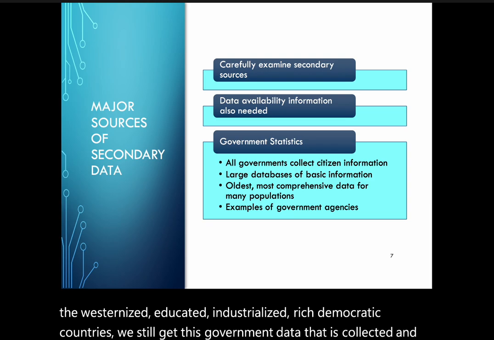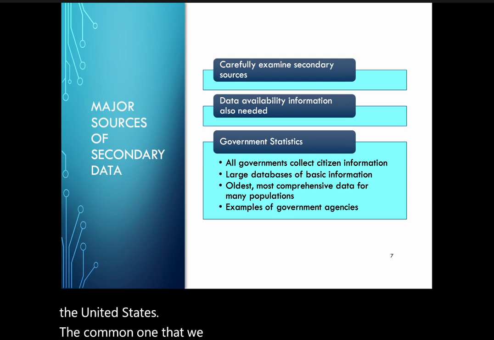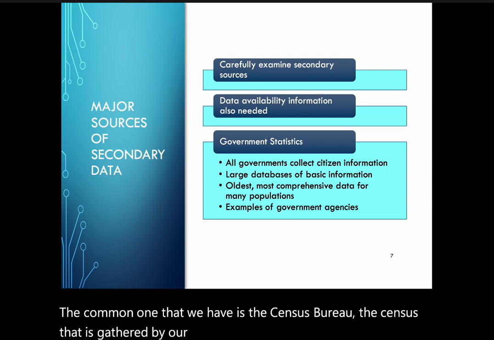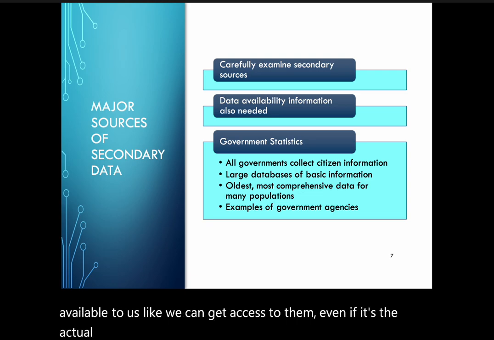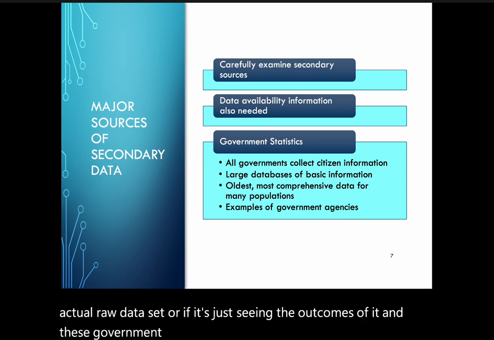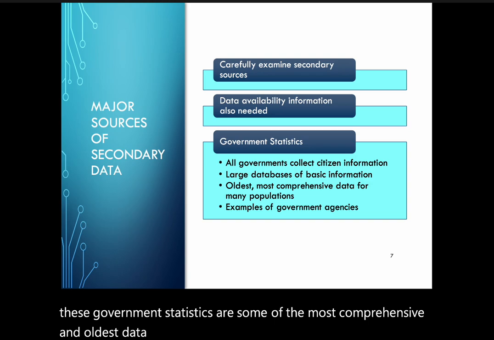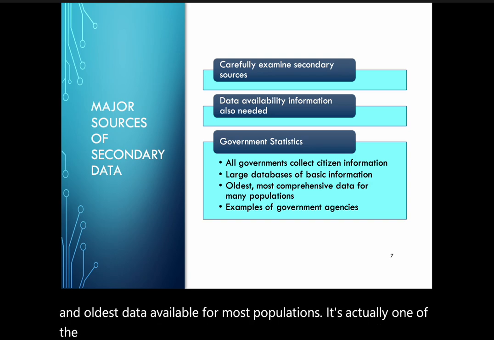In the United States, the common one that we have is the Census Bureau, the census that is gathered by our government. These large data sets are available to us, whether it's the actual raw data set or just the outcomes of it. And these government statistics are some of the most comprehensive and oldest data available for most populations. It's actually one of the first known sources of secondary data because it has been used for so long.